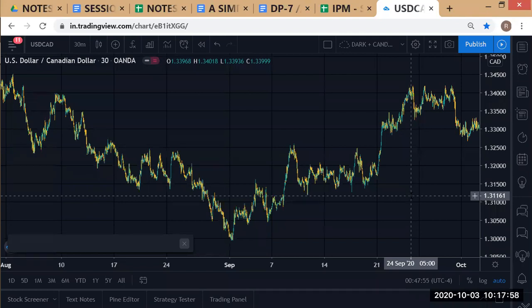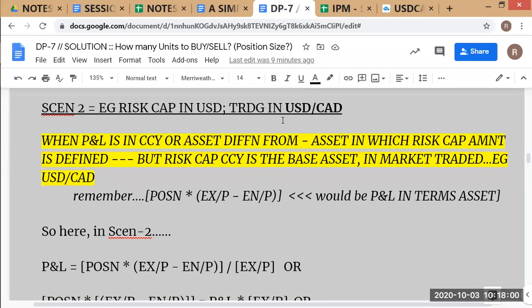I've already given you a clue, that when you look at the way currency market prices are, yes, Srishti? Sir, according to what I understood in the last class, I thought that Canadian dollar is our base asset. Well, that's why I'm just coming to the rule.